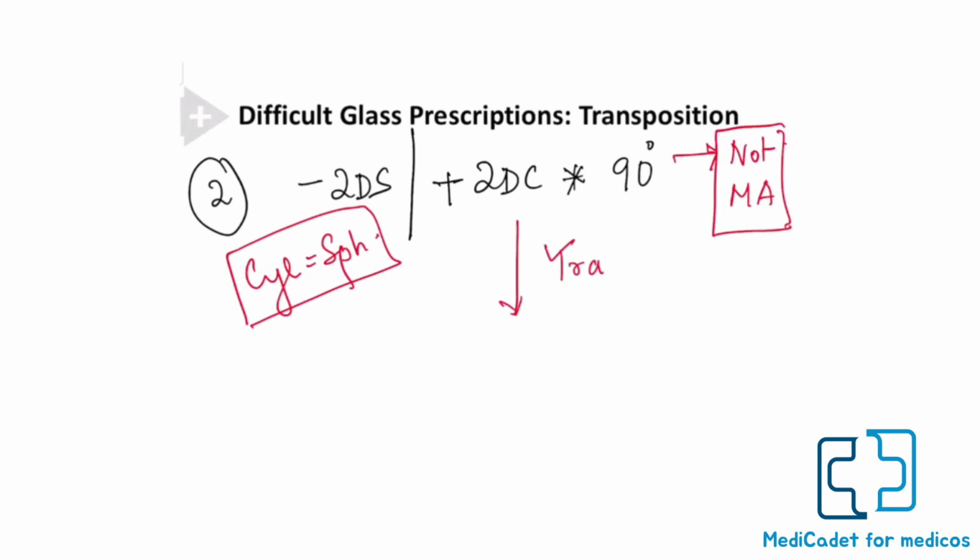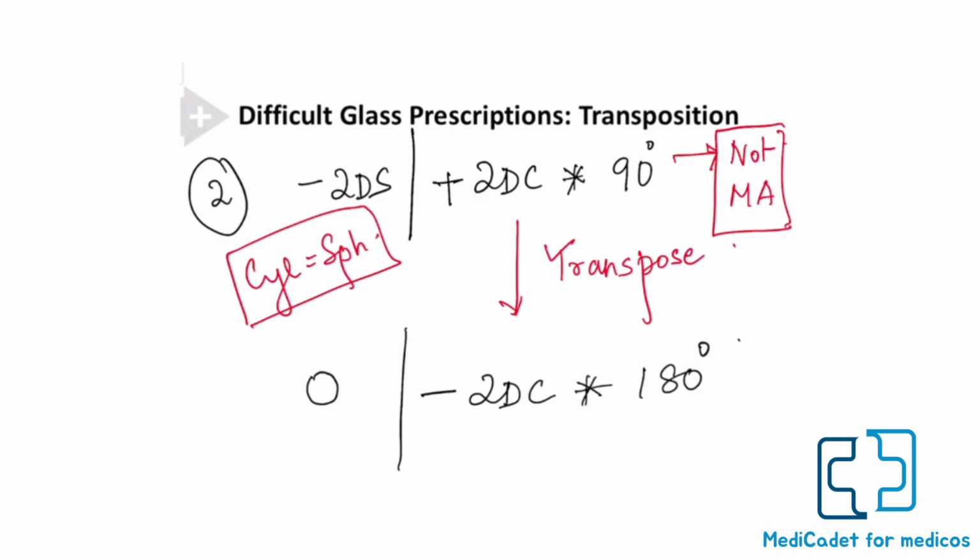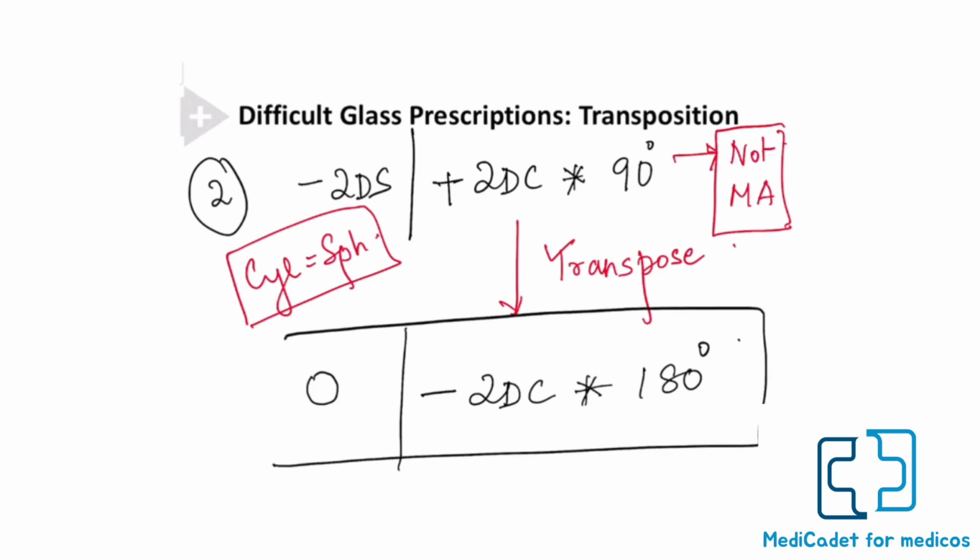So let us transpose this. The method of transposition remains the same. You algebraically add up the sphere and the cylinder. So -2 plus 2 becomes 0. So there is no sphere. And for the cylindrical part of the prescription, I will change the sign of the cylinder and the axis to the opposite. So now there is no sphere. The sphere became 0, and now we are left with only this. So this is our prescription, -2 diopter cylinder cross 180.